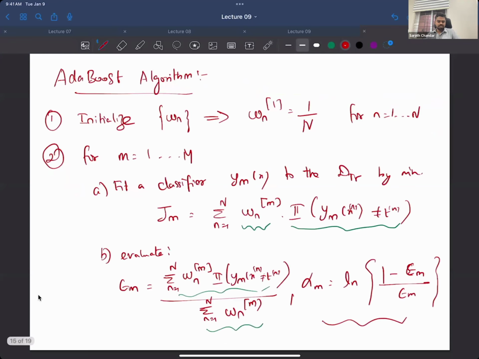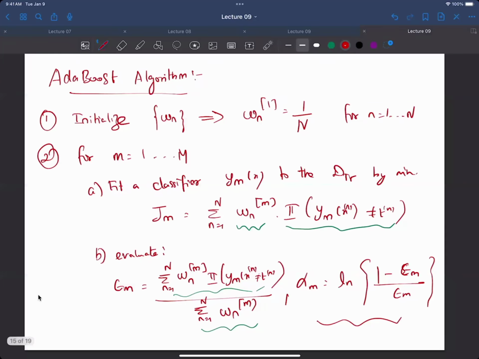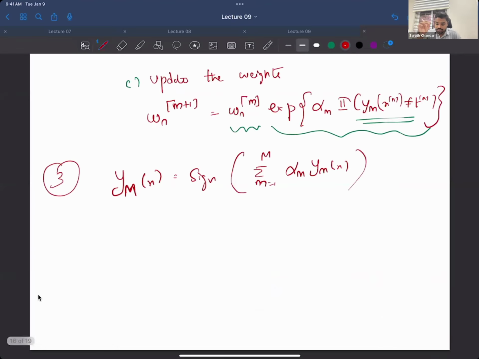Okay, so now the algorithm is complete. Yeah, I wanted to be clear. What is the pi of y_n? Is it plus t_n? The term in the exponential is alpha m times the indicator function of y_m(x), it's not pi. It's the indicator function.